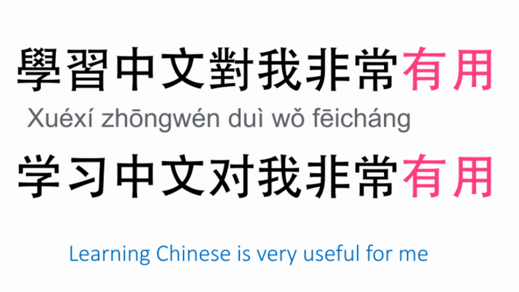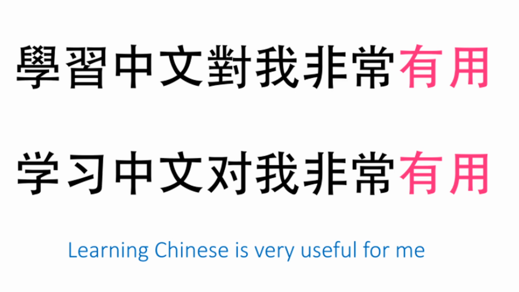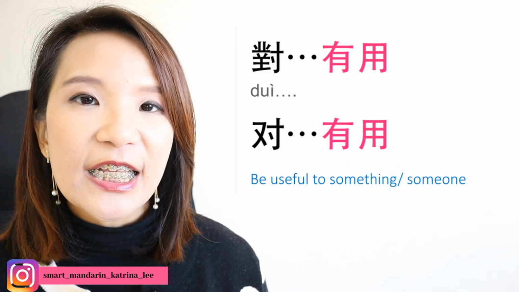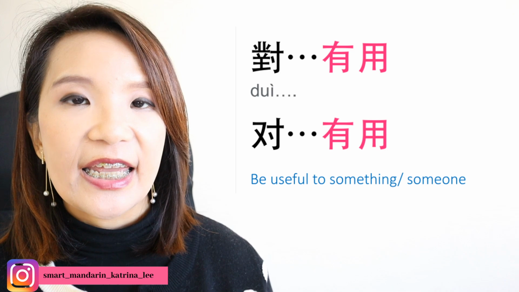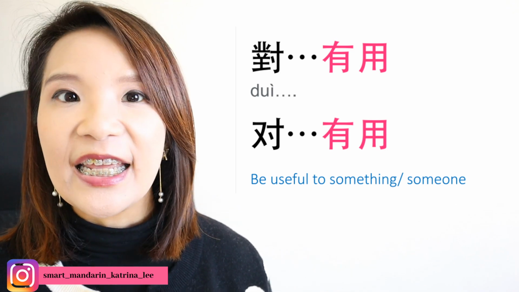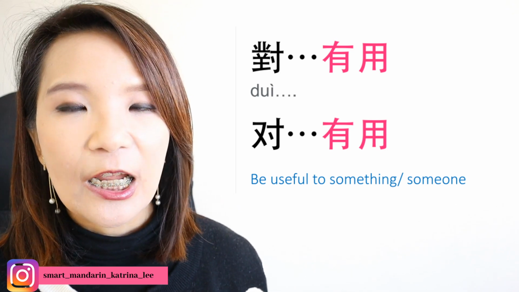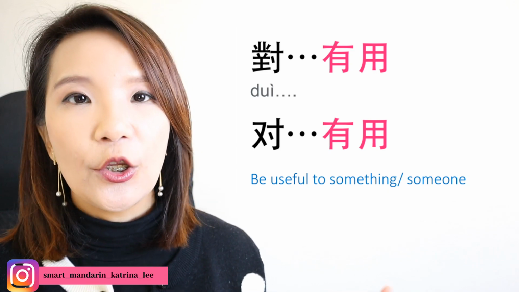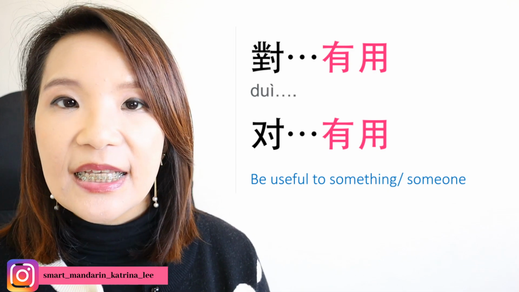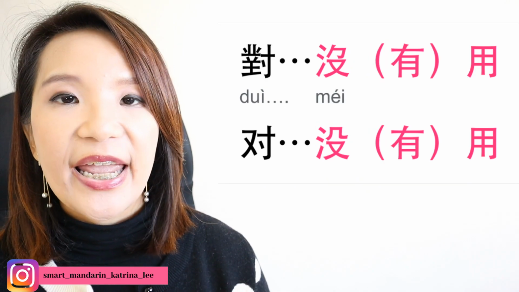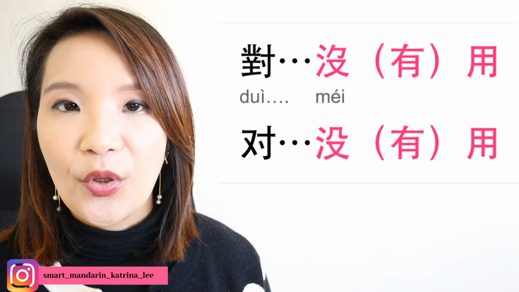The next slide. Take a look at the characters only. 学习中文对我非常有用. The top one is the traditional characters and the lower one is the simplified. So here, I want to teach a phrase, 对 somebody 有用, meaning it's useful to somebody. 对 somebody 有用.